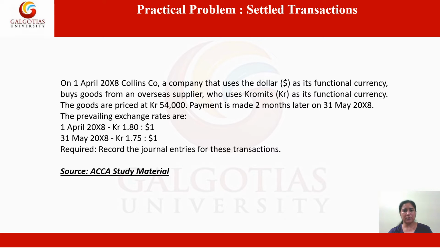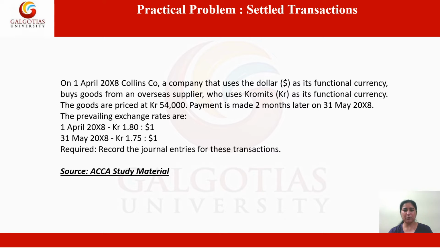On 1st April 2018, Collins Company, a company that uses the dollar as its functional currency, buys goods from an overseas supplier who uses krome as its functional currency. The goods are priced at krome 54,000. Payment is made 2 months later on 31st May 2018. The prevailing exchange rates are, on 1st April 2018, 1.80 krome is equal to $1.